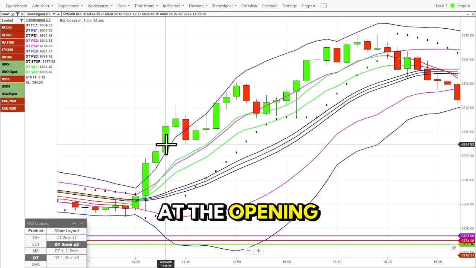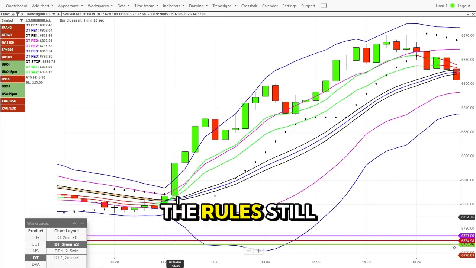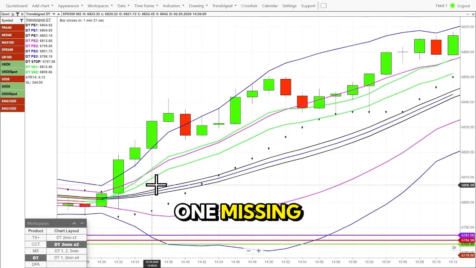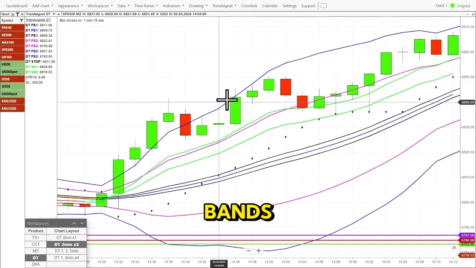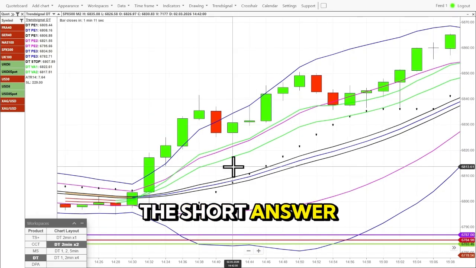So we're looking at the opening of the S&P today. Just to mix things up, I thought I'd pick a different market. The rules still apply in the same way, with one missing. We don't use the R ratio for the S&P. If you don't know what that means, don't worry. It's just a measure of the width between the bands. With the S&P, it's pretty much always wide enough that it's okay to trade, is the short answer.